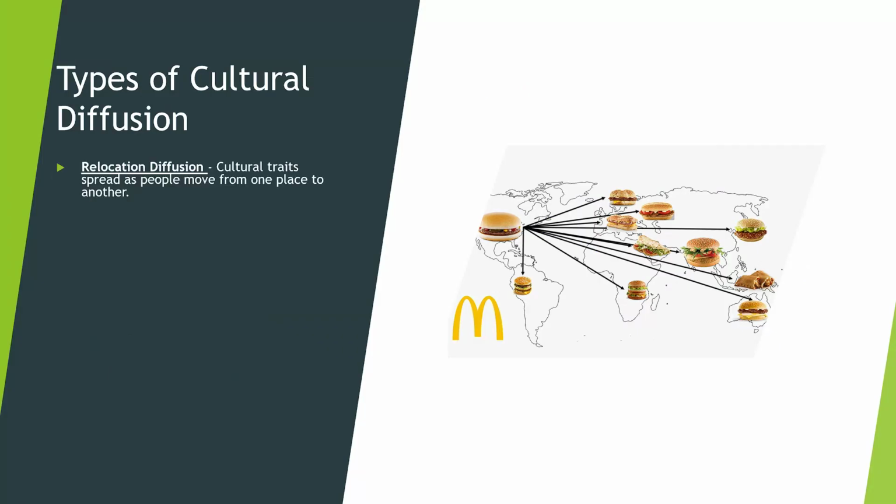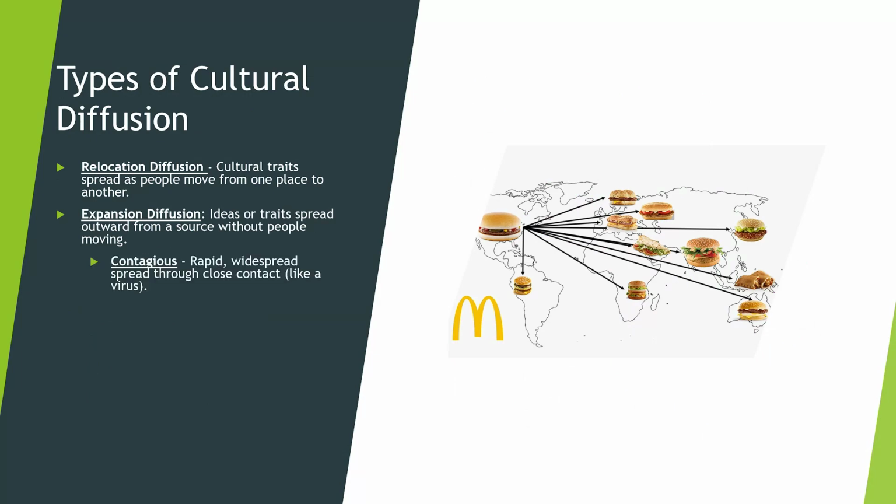So a lot of types of cultural diffusion. We have relocation diffusion. This is going to be cultural traits spreading as people move from one place to another. Expansion diffusion. These are ideas or traits that spread outwards without people moving. So this is not me moving around to give it.